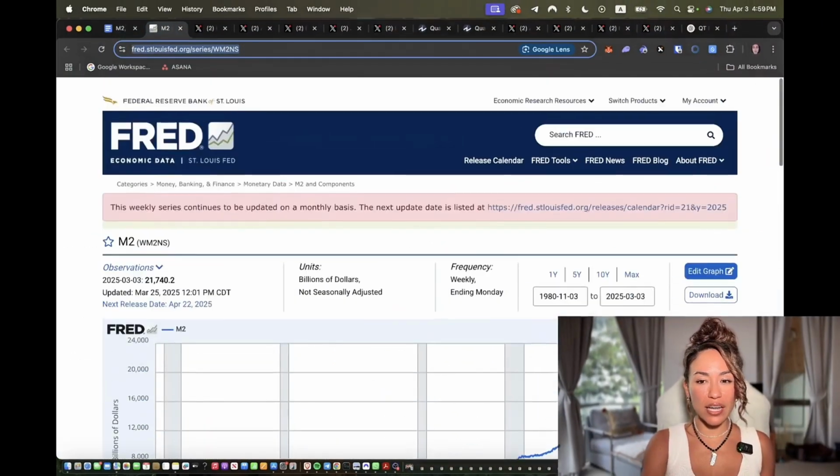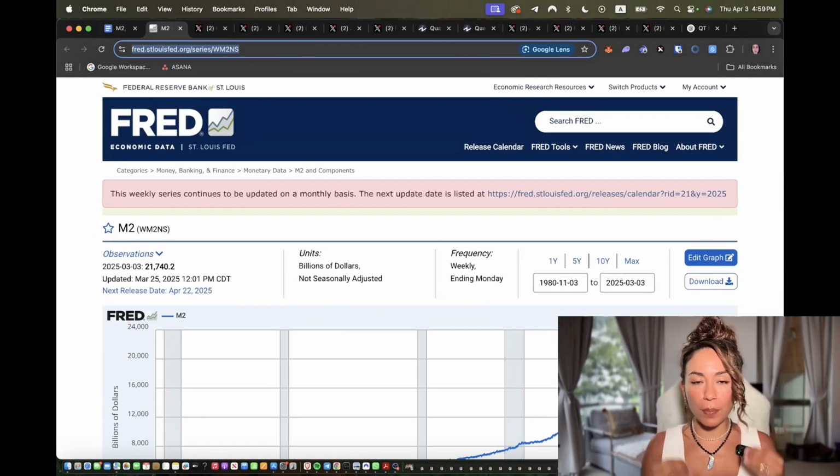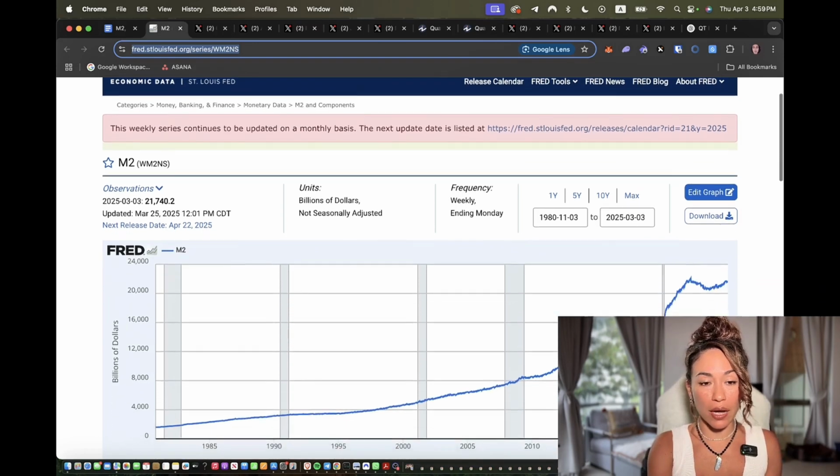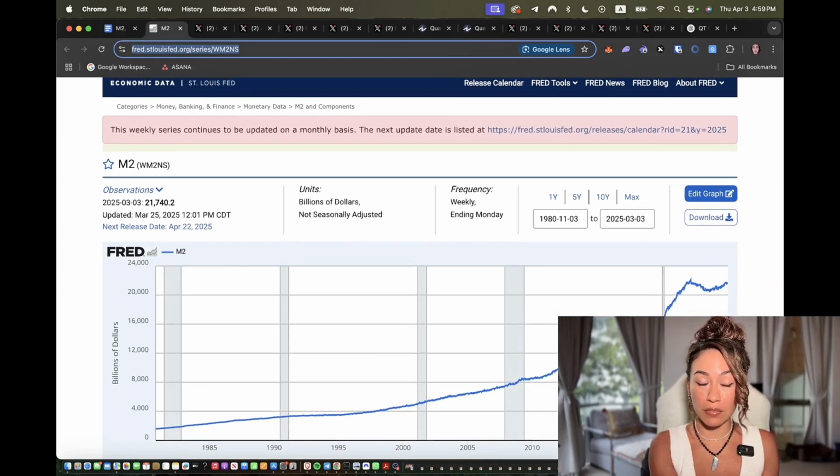Okay, so we're going to start off by checking out a proper official site recognized as an authority and reputable source for tracking the global money supply, the M2 money supply. And that would be here, fred.stlouisfed.org. This is where you can see how often they update the global money supply. You can see it's on a monthly basis.